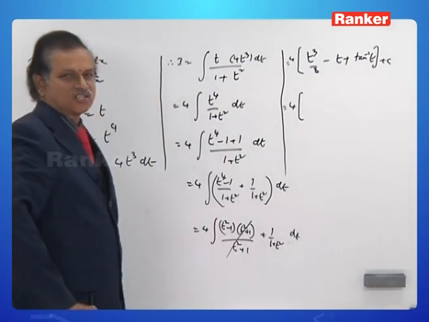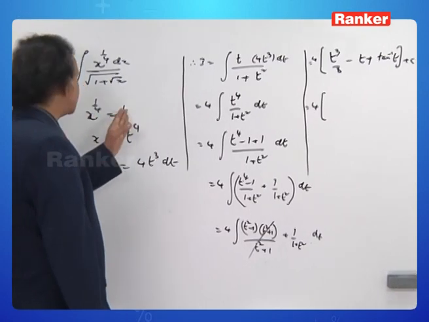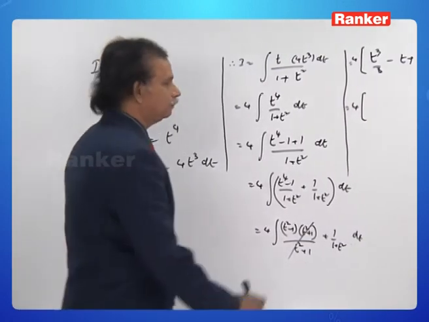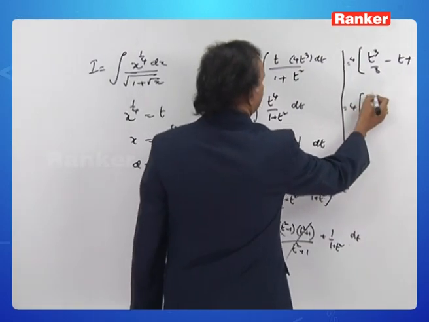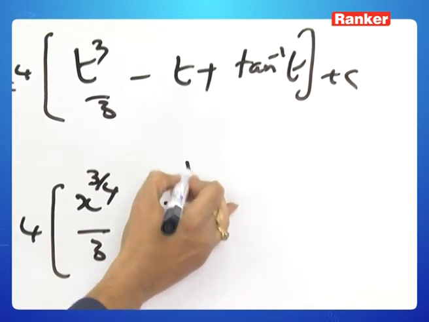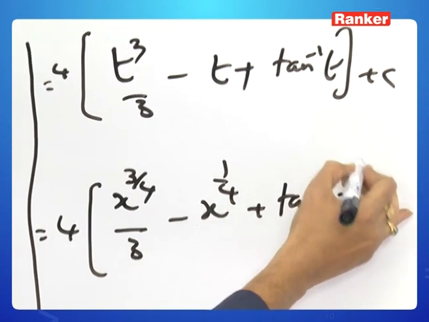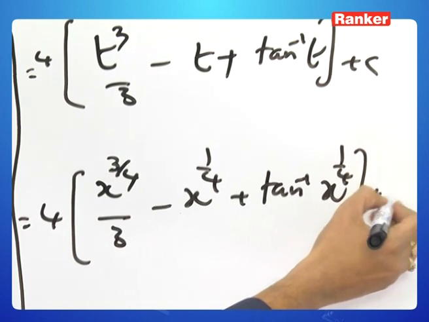Okay, the last step. What is t actually? X power 1 by 4. What is t cube? X power 3 by 4. What is t? X to the power of 1 by 4 plus c.